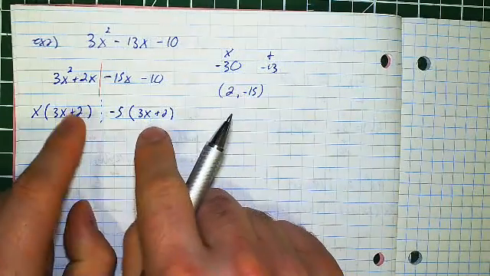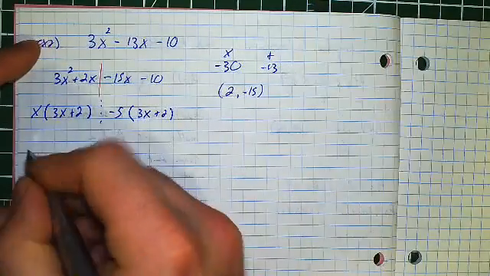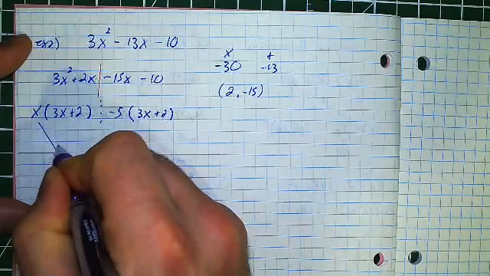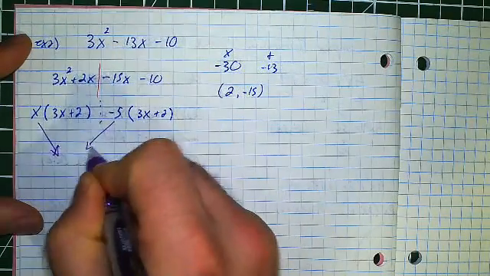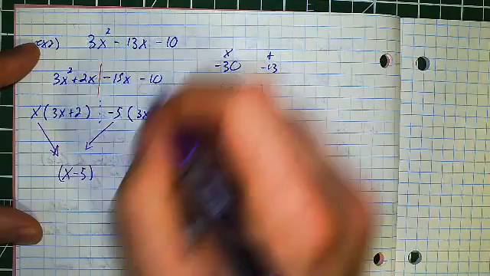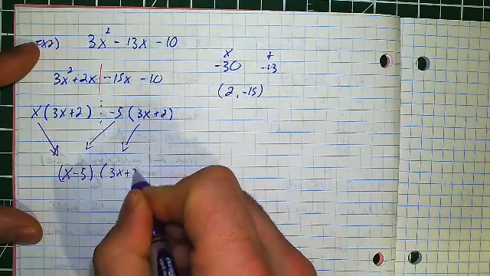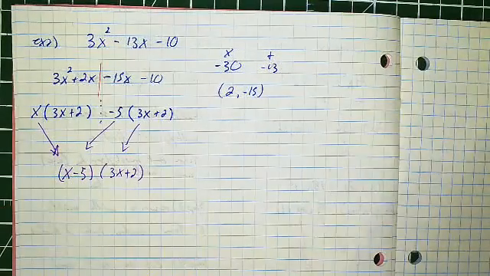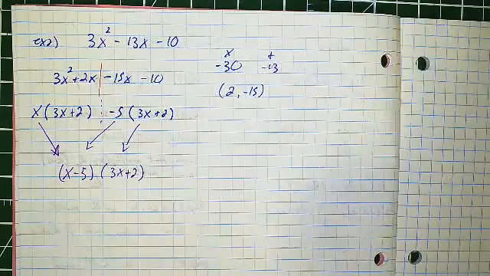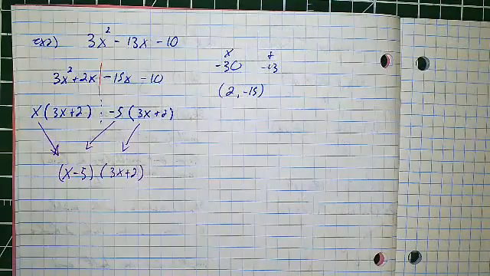Your goal is to get the same binomial. If you don't get the same binomial, you've probably messed up somewhere. I then take the two terms I pulled out. I'm going to have x minus 5 and multiply that by one of my binomials, 3x plus 2. And again, this should be a review from last year. It's nothing new, but it's good to review this and make sure you really have a solid understanding before we go.